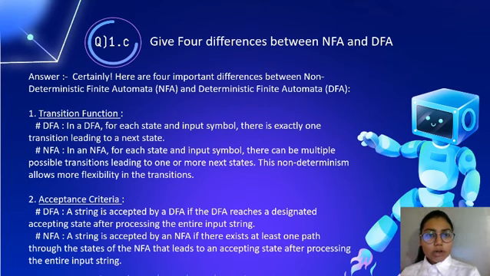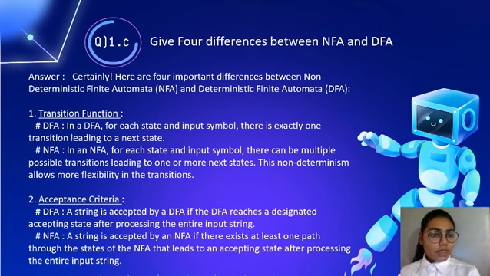This is the third part of question 1. The question is: give four differences between NFA and DFA. Certainly, here are four important differences between NFA and DFA. The first one is transition function. In DFA, for each state and input symbol there is exactly one transition leading to a next state. In NFA, for each state and input symbol there can be multiple possible transitions leading to one or more next states. This non-determinism allows for more flexibility in the transitions.